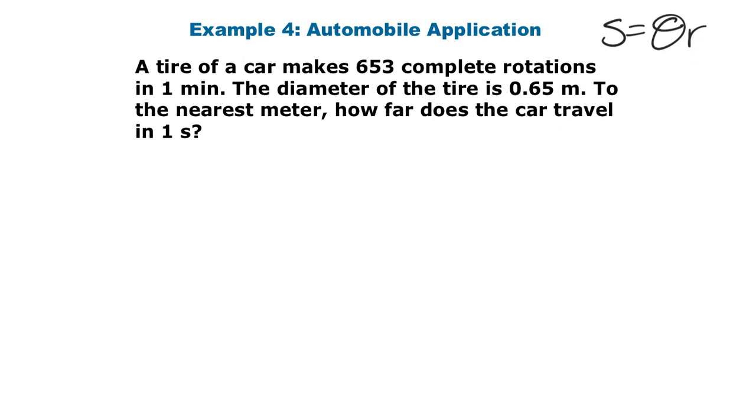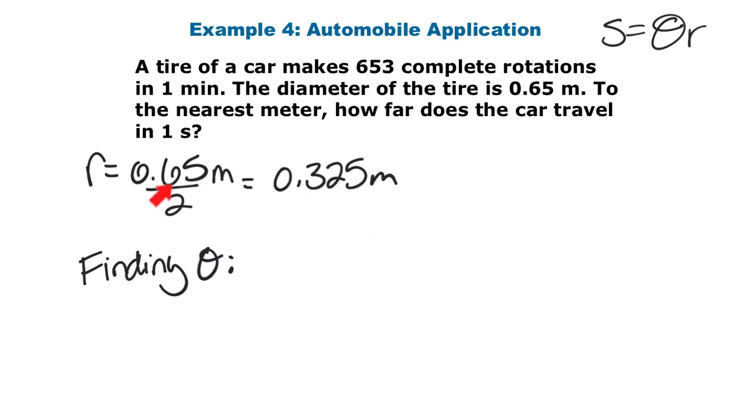So we have the tire of a car. It's going to make 653 complete rotations in 1 minute. The diameter is 0.65 meters. We can use that to find the radius. And to the nearest meter, how far does the car travel in 1 second? Radius is easy. I'm just going to take the diameter divided by 2, and I get this for the radius of our tire. Finding theta is a little bit trickier.